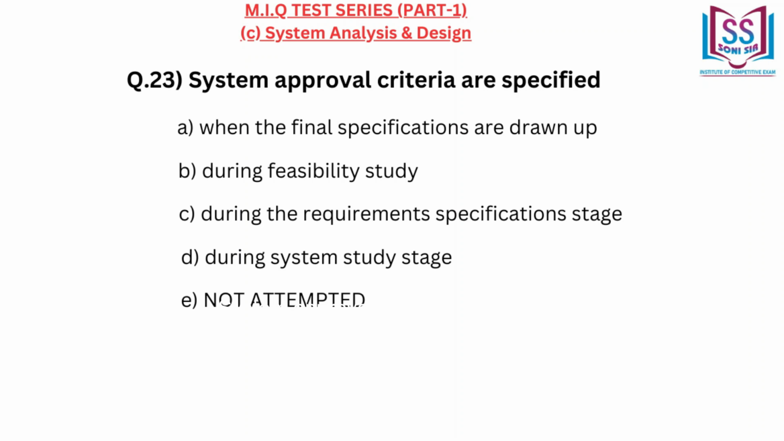System approval criteria are specified: A. When the final specifications are drawn up. B. During feasibility study. C. During the requirements specifications stage. D. During system study stage.